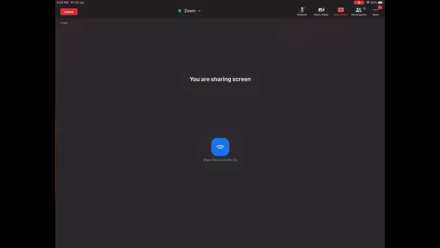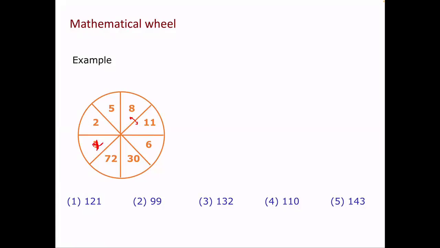Okay, so let us see what is the answer here now. You are saying that the answer is 132. So let's check it. See, here you have to observe the diagonally opposite numbers. So it's 2 here. What is the next number after 2? 3. 2 into 3, it is 6.